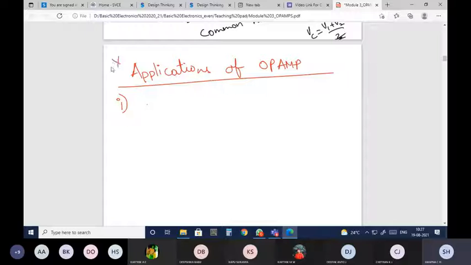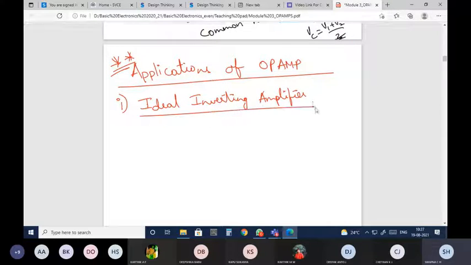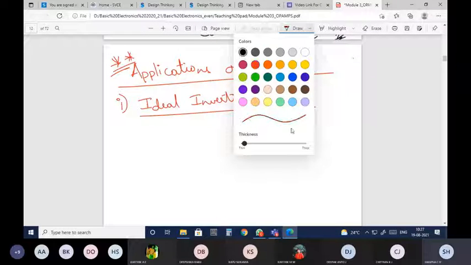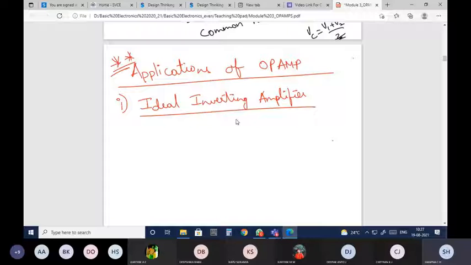And here one important thing you need to do is remember the circuits. Okay, remembering circuits is very important. So coming to the applications of OPAMP, first let us see the first application, ideal inverting amplifier.